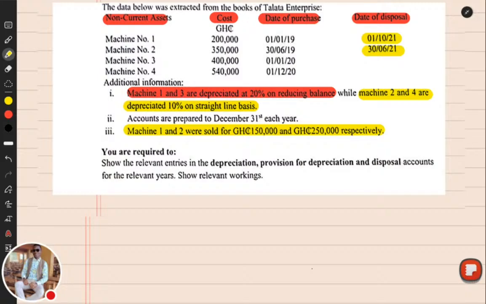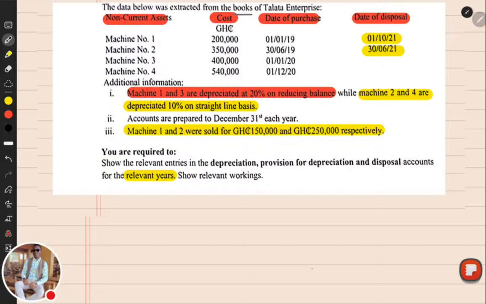So what is the requirement here? Show the relevant entries in the depreciation, provision for depreciation, and disposal accounts for the relevant years. This phrase, for the relevant years, is very important. You look at the information given, then work out the depreciation, provision for depreciation, and disposal account based on the years given. You don't work out depreciation for any other years; you must go by the relevant ones.